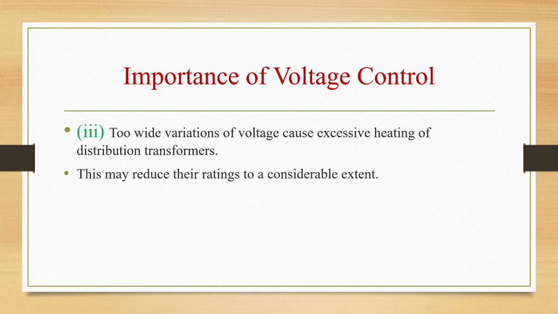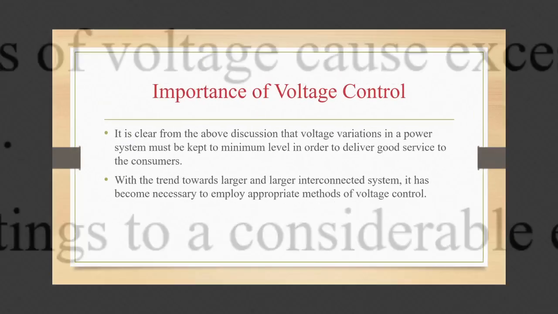Third point is, too wide variations of voltage cause excessive heating of distribution transformers. This may reduce the ratings to a considerable extent. So there should not be too wide variations of voltage. If there are, it will cause excessive heating of the distribution transformers.